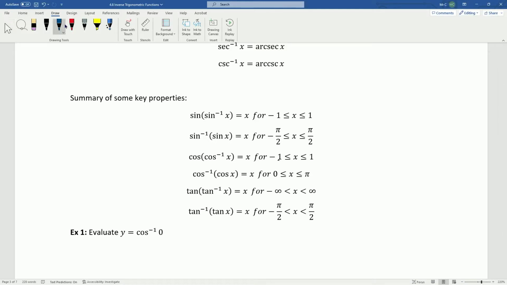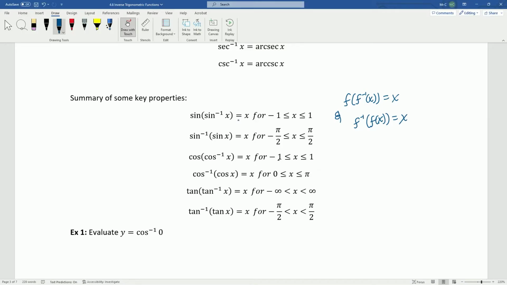So remember that inverse functions, when you compose them, f of f inverse of x is x, and f inverse of f of x is x. Right, that's our definition for inverse functions. And what do we see here? Well, sine of sine inverse of x equals x. But we have to think about the restrictions here.